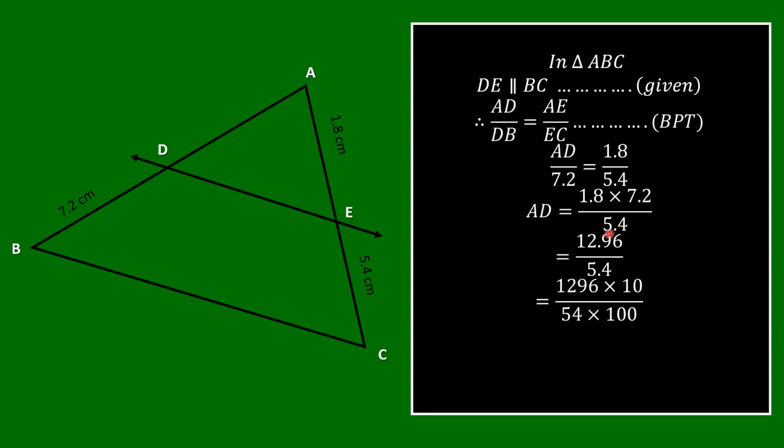Further simplifying it, we are omitting the decimal from the numerator as well as the denominator, and finally we get AD is equal to 2.4 centimeter. So this is the way BPT is applied when a segment is missing from two sides, when a line is drawn parallel to one side of the triangle.